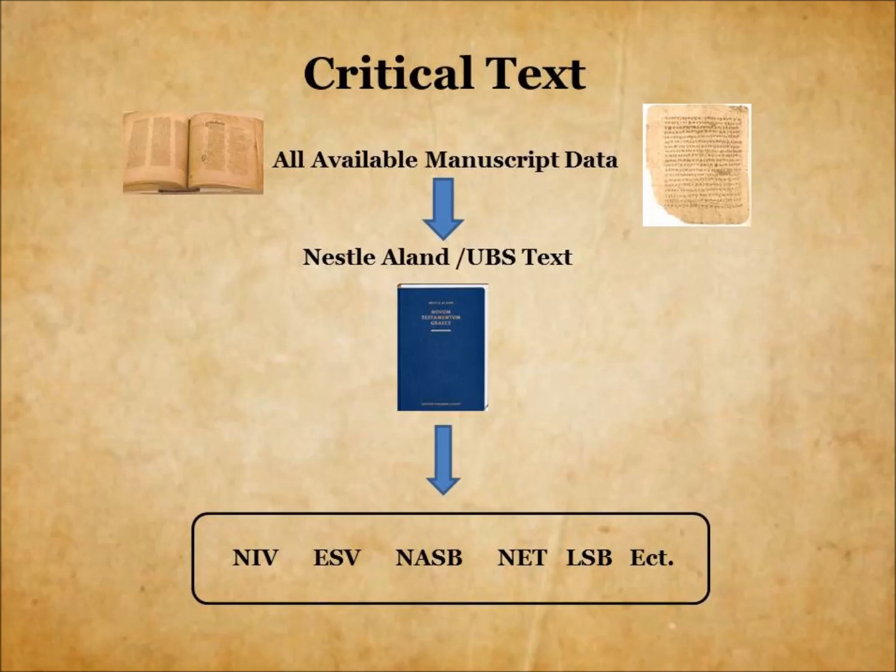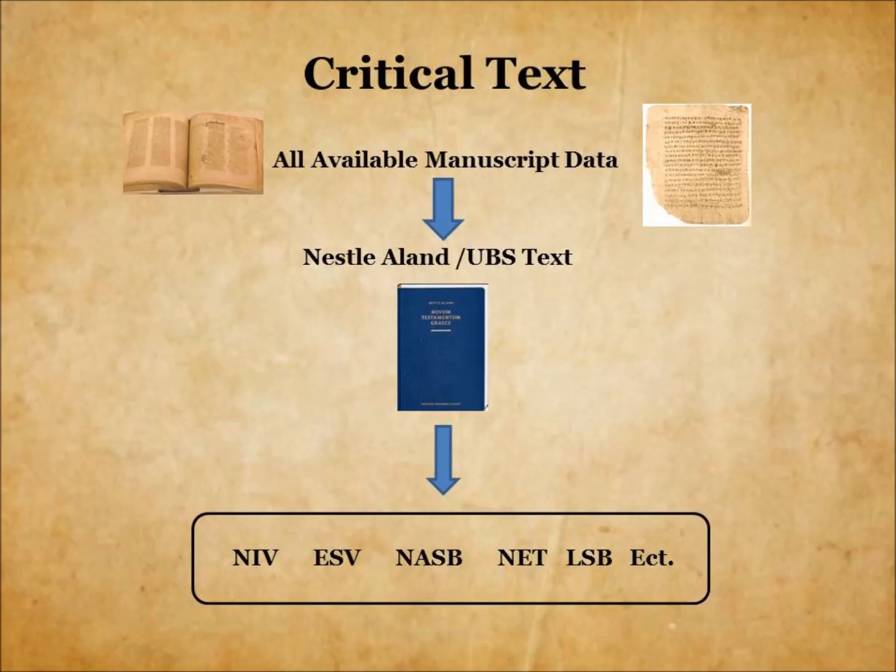Almost universally, Bibles are translated from the UBS or Nestle-Aland text. And this text, as opposed to the Textus Receptus, which used 7 to 12 manuscripts to compile it, the critical text uses all the available manuscript data, and then all the available manuscript data has the principles of textual criticism applied to it, and then those are printed into a Greek text.